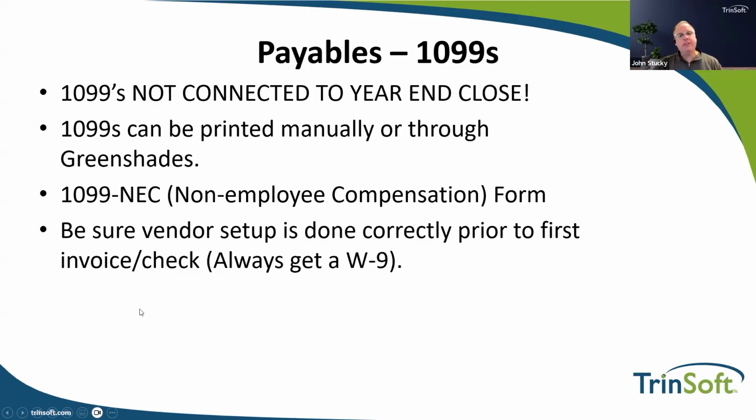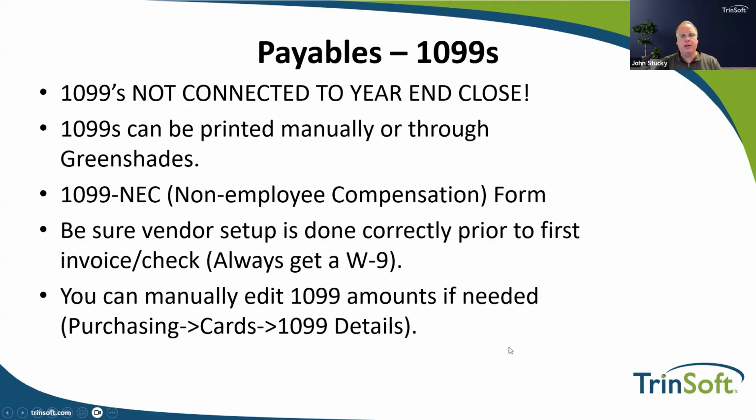To make your 1099 process a little easier, the first step is following a good checklist and onboarding your vendors. You really want to make sure that a W-9 is secured and that you check the appropriate 1099 setup information on the vendor maintenance window before you make your first payment to a vendor. Now, the good news is if you set it up after the fact, you can manually edit the 1099 amounts. That's under, you see the link there, purchasing cards and 1099 details.